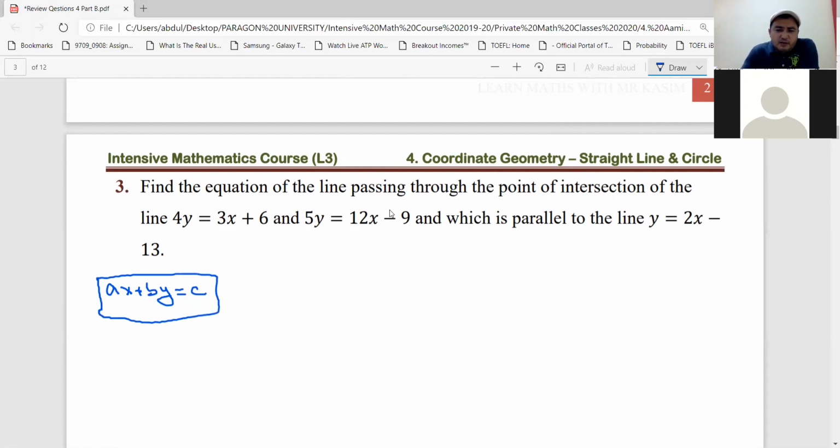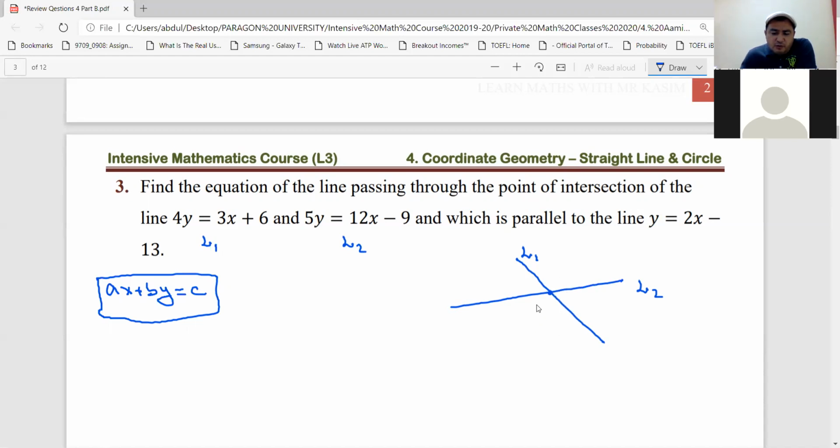Okay, that's the question. And what is the condition here? The line passing through the point of intersection of the line, this line and this line. That means we are given 2 lines and they are intersecting somewhere here, right? That's the intersection of these 2 lines. Let's say this one is L sub 1, this one is L sub 2. So this line is L sub 1, this line is L sub 2. And it is passing through the intersection point.